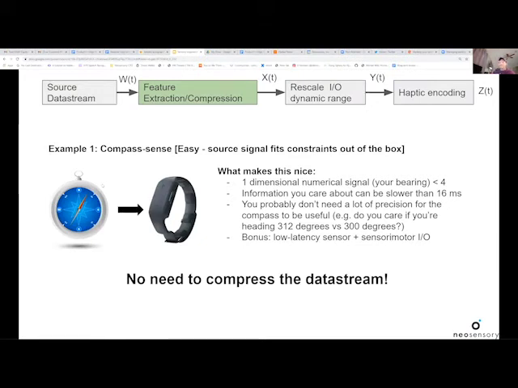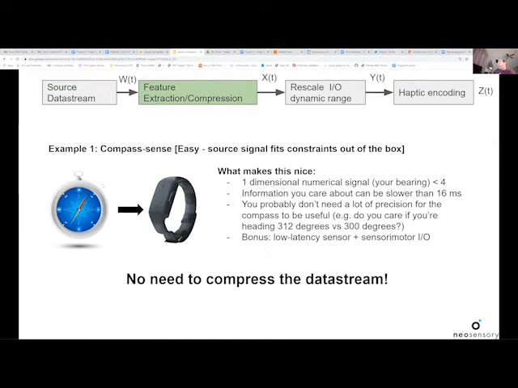So example one, and this is the really easy one: let's say you want to give someone a sense of direction, a compass sense. This one's great and really easy out of the box. Why? First of all, it's a one-dimensional numerical signal. Buzz has 4 vibrational actuators, so no problem there. You don't need to do anything special with that.